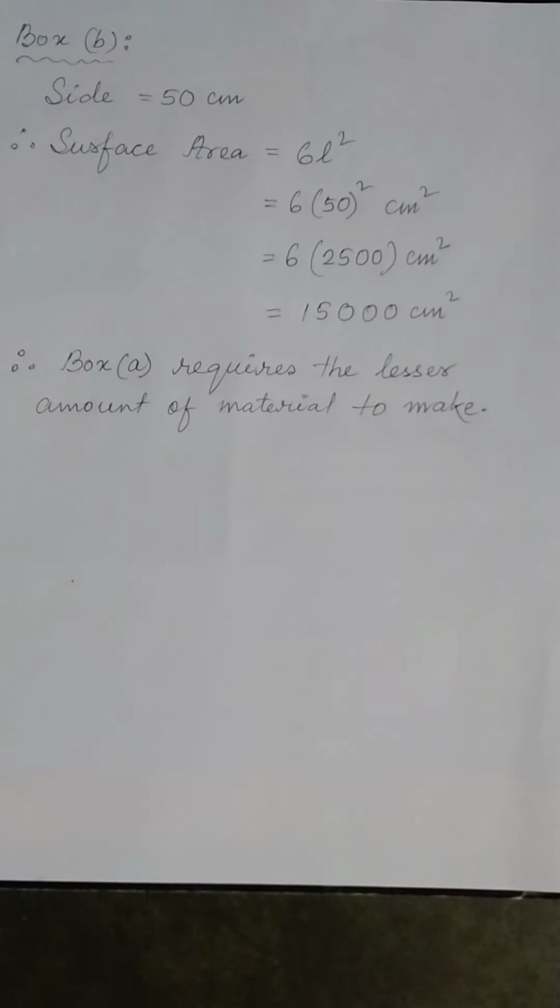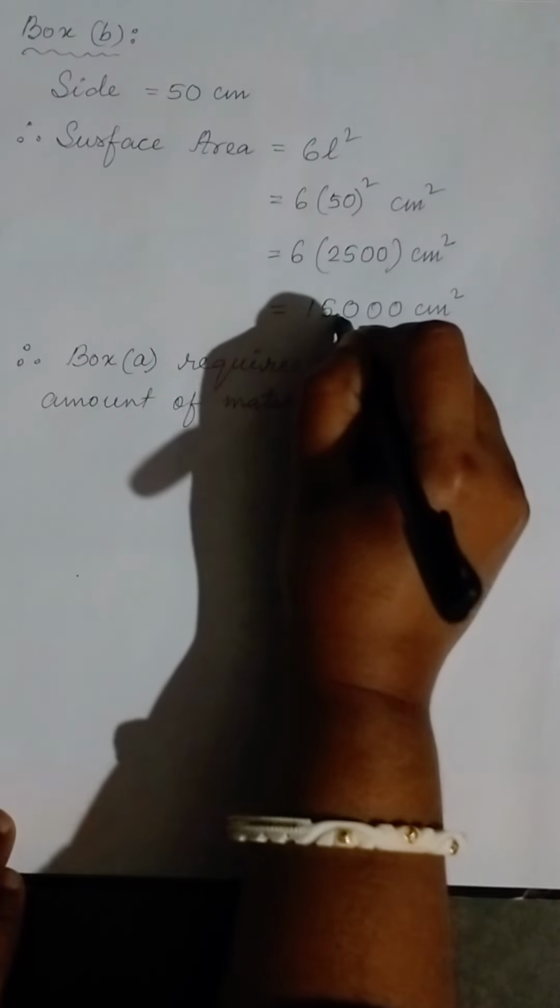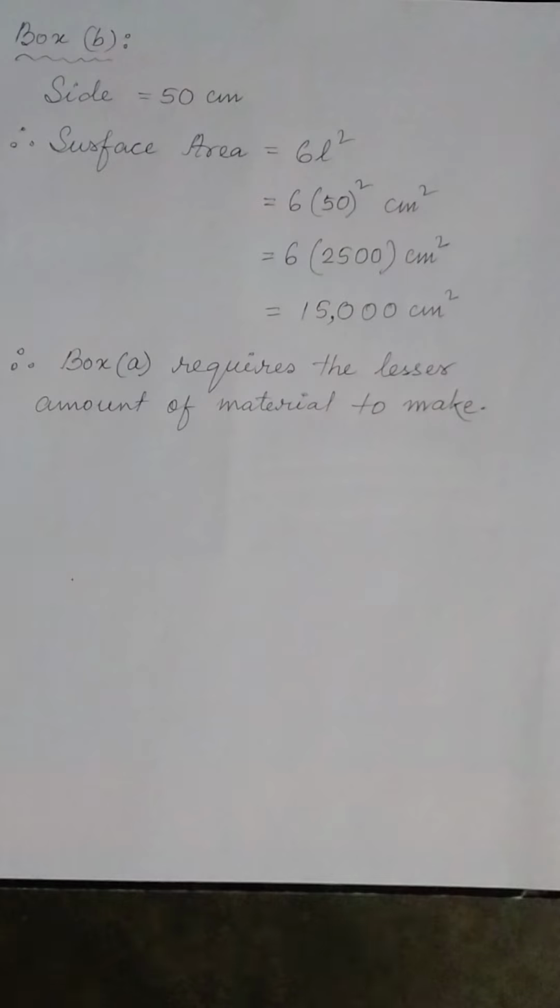Now, box A is having the surface area 14,800 square centimeter. And box B is having the surface area 15,000 square centimeter. So, which one is less? Box A is having the less surface area. So, therefore, we can conclude that, my dear students, box A requires the lesser amount of material to make. By finding the surface area, we have concluded this. Clear? So, this is the end of your question number 1.